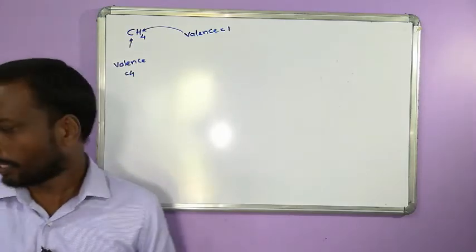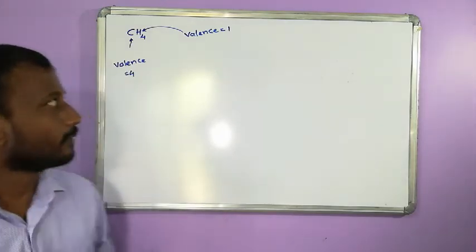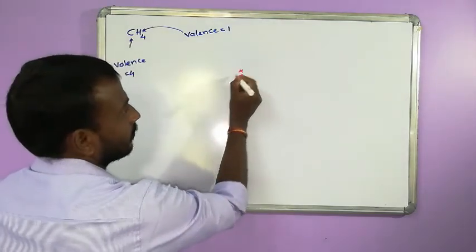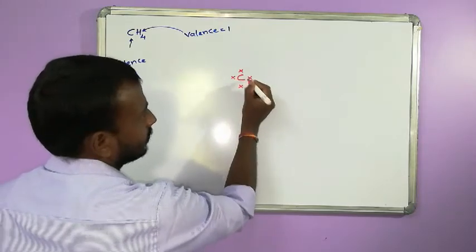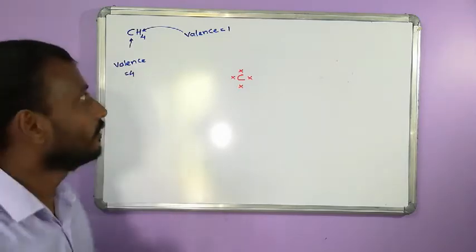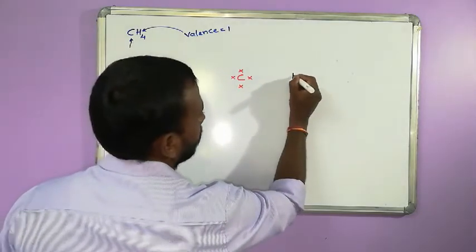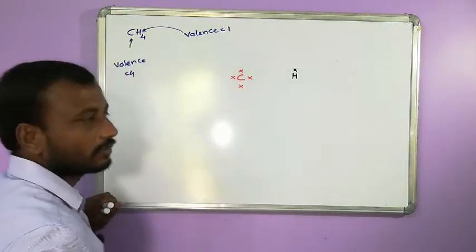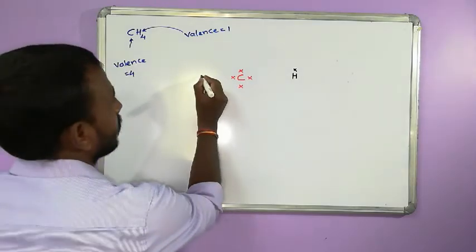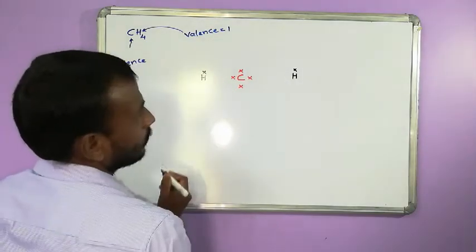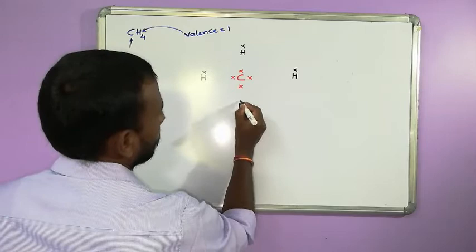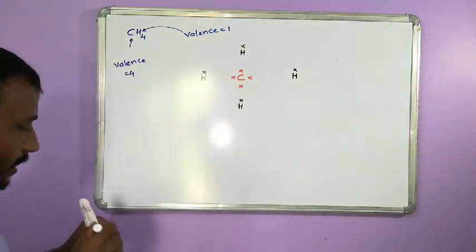Okay. So, how to write? Let us take a carbon. If we take carbon, what is its dot structure? 4 valence electrons for carbon. And if you look at the hydrogen, hydrogen is having only 1 valence electron. How many such hydrogens are there? 4 such hydrogens are there. So, keep all those 4 hydrogens around carbon.